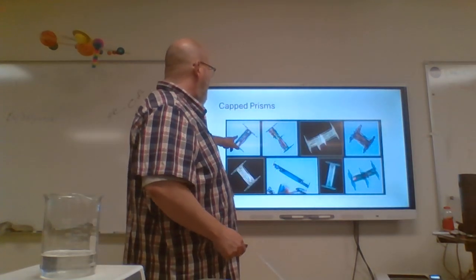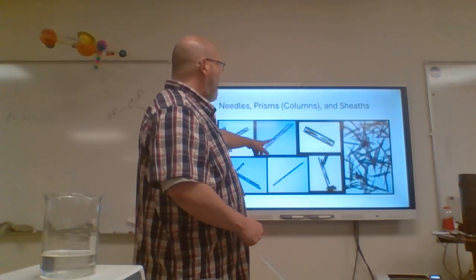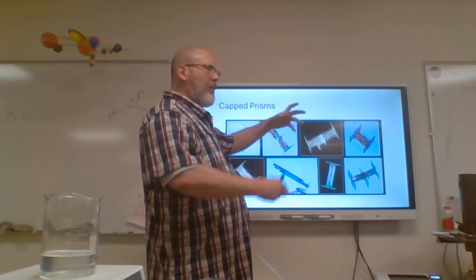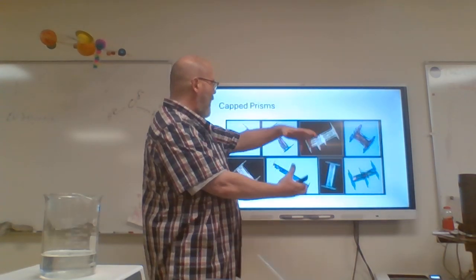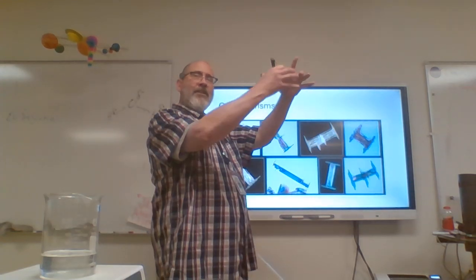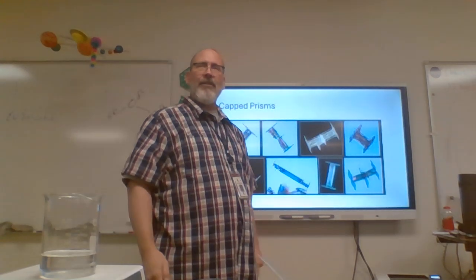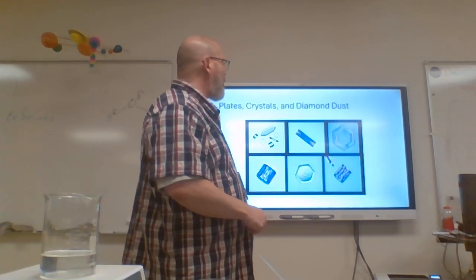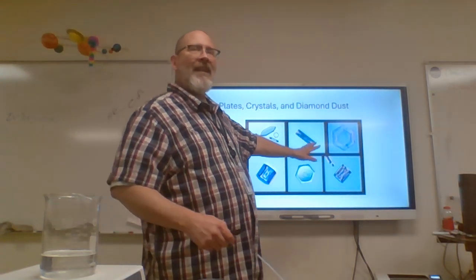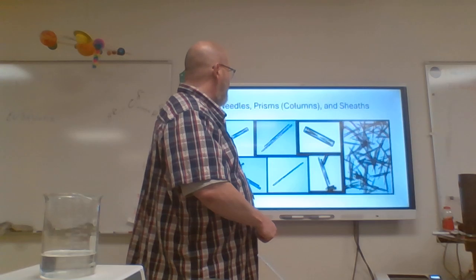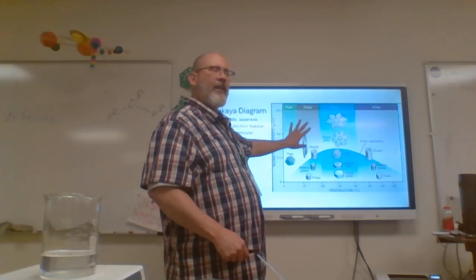Capped prisms. With capped prisms, you go back to here, it's like these six-sided items, except the plate, remember I said that it grows up or it grows out like this? In this situation, it's growing up, and then it gets to a certain temperature, and then it starts to grow out where the water is attached, and the water is attached on the ends. All right? Cover that a little bit more in just a second. Plates, crystals, and diamond dust, what you find about these is that these are tiny little things way over here on the end of the Nakaya diagram.